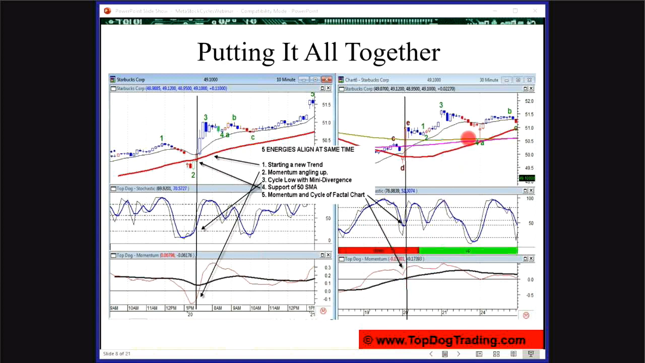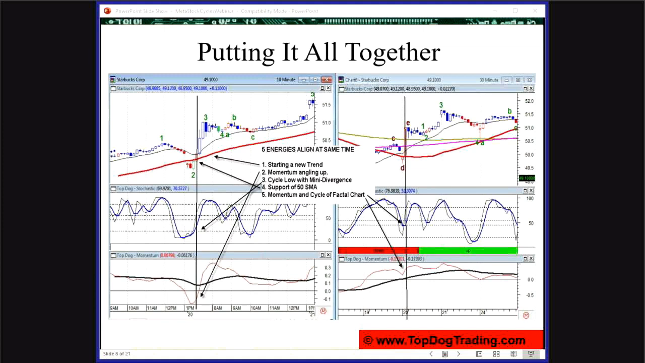So I like to use a 1-to-3 ratio. That's 10-minute, that's 30-minute. And momentum is going up there too. We got a cycle low over here as well, by the way. We got the support of the 50 MA here as well. So that's a 5 out of 5 trade. That's a beauty. Take that all day long.